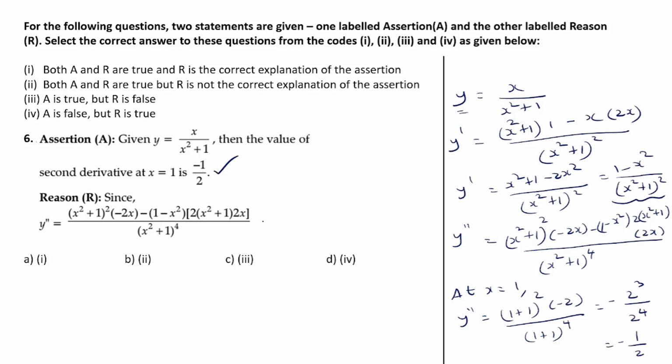The assertion is true, the reason is also true, and R is a correct explanation of the assertion. So here both A and R are true, and R is the correct explanation of the assertion. So the correct option is option A.